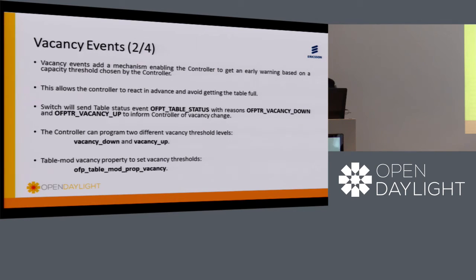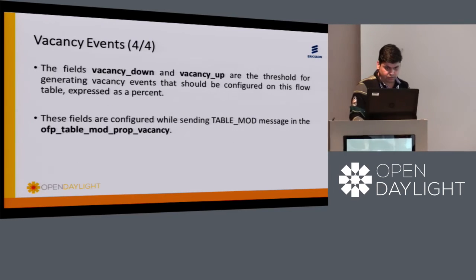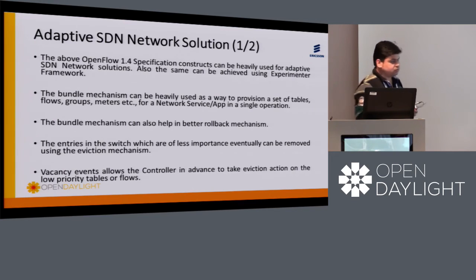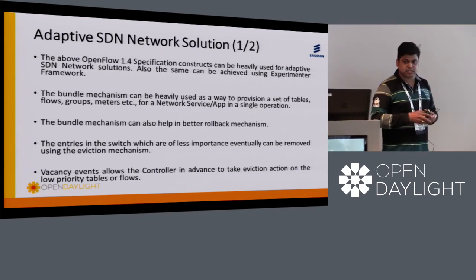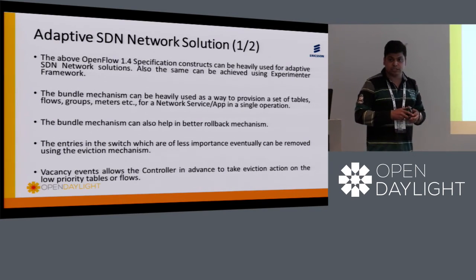So this is the description. We send down a table mod request stating the vacancy down and up values from the controller, and if any of these values is reached, we get a notification from the switch stating that this particular down or up limit has been reached. So now we know the 3 basic constructs, or 3 basic enhancements, of the 1.4 specification.